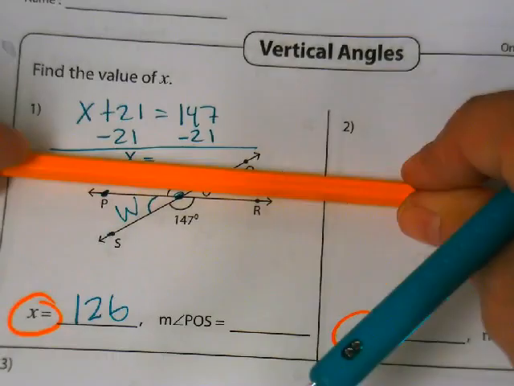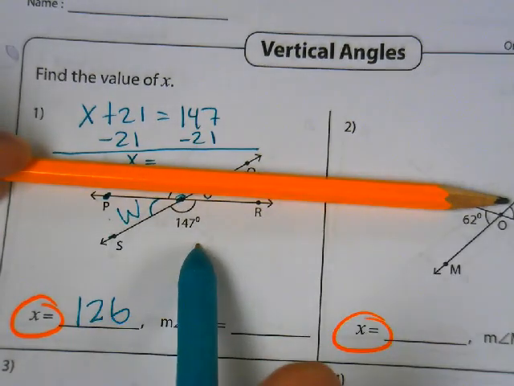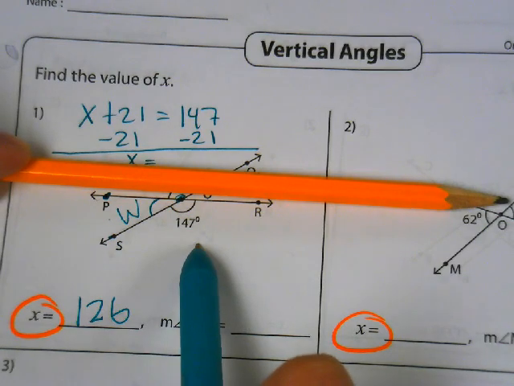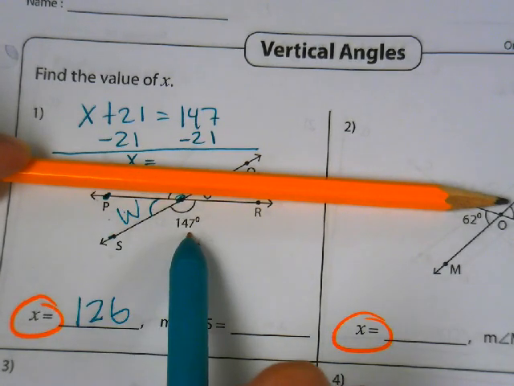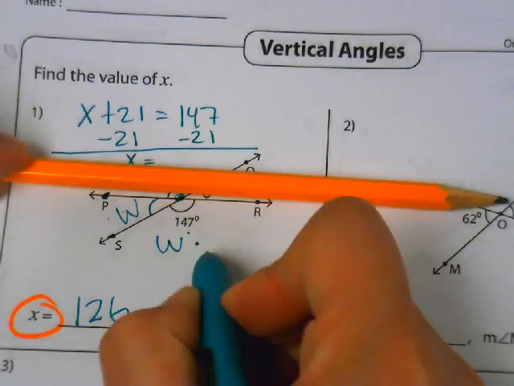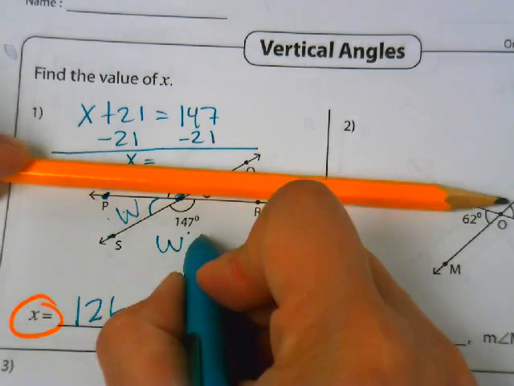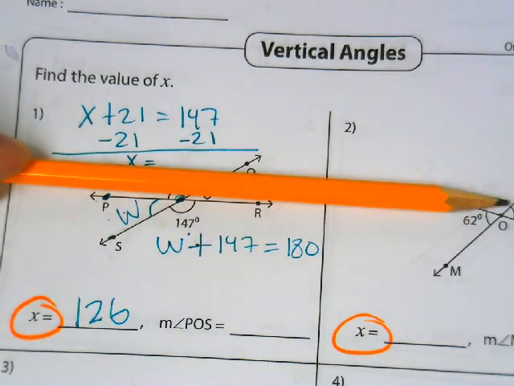Now, I'm going to cover up this top part. Do you guys see the straight line that is created with W and 147? Yes. So it's like an upside down line. What do lines equal to? 180. So now W and 147 is equal to 180. So the second part is we're going to call it W plus 147 all has to equal 180.